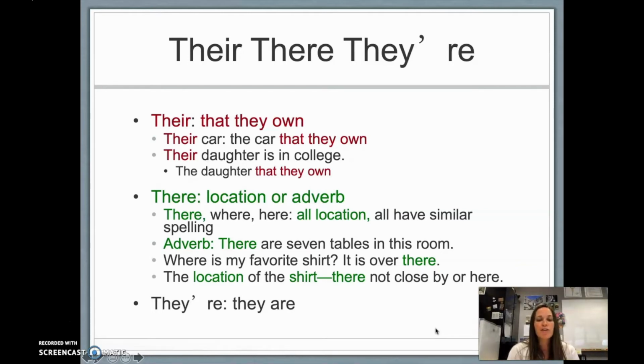Where is my favorite shirt? It is over there. It is there. So there is describing is, where it is. Then the location of the shirt there is, oh, there you go, not close by or here. And then there with an apostrophe is they are. Okay, I separated it so that you can really see the difference. They are, okay?